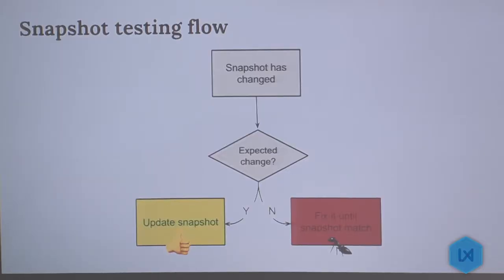So if the snapshot has changed, which was this case, we have to check if the change is expected. If you're expecting that change, we just have to update the snapshot. In this case, we just updated our mock, so we can update the snapshot. But if we saw unexpected changes, we have to fix our code until the snapshot matches again.